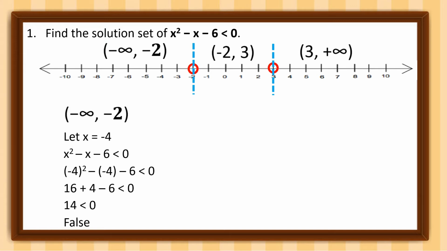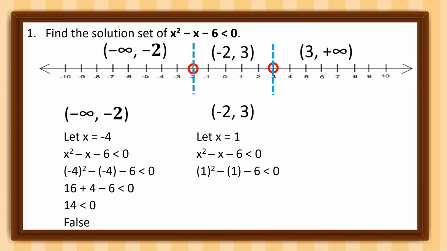Then, how about the second interval? From negative 2 up to 3, but negative 2 and 3 are not included. I want my testing value to be 1. So let us substitute 1 for x. We have 1 squared minus 1 minus 6 is less than 0. Then we will have 1 minus 1 minus 6 is less than 0. And negative 6 is less than 0. Do you agree that negative 6 is less than 0? Of course. Therefore, this is true.